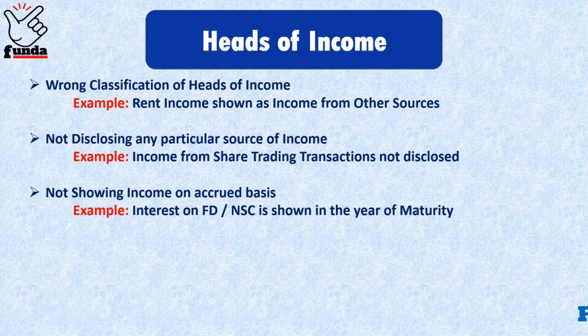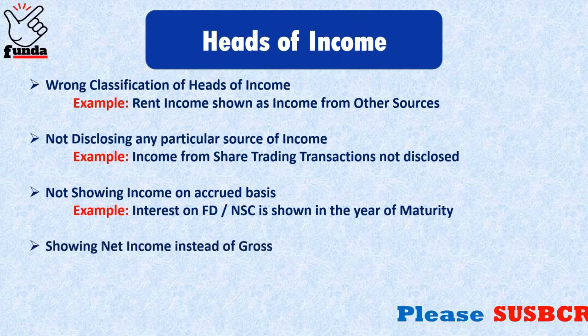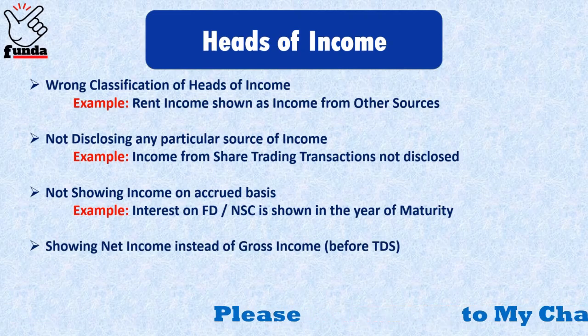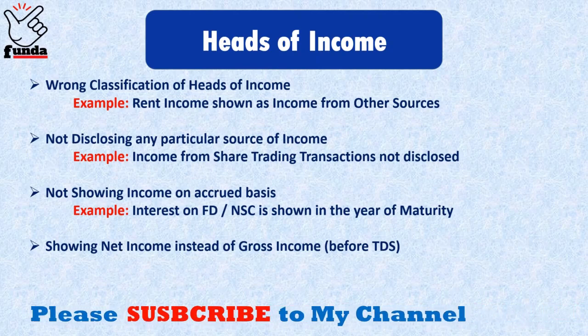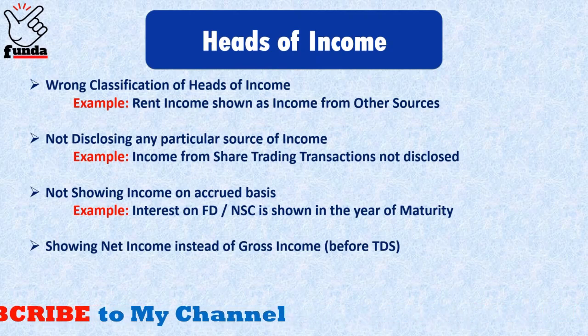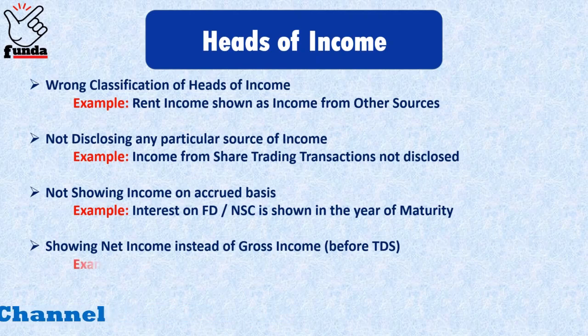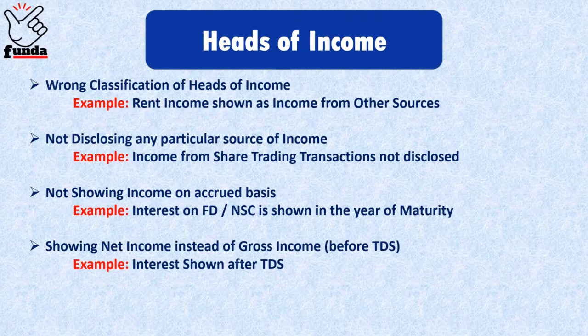The next common mistake is showing net income instead of full income. This happens when tax is deducted at source and the taxpayer shows net income received in bank instead of the gross income. For example, interest income received after TDS is shown as net interest income only.